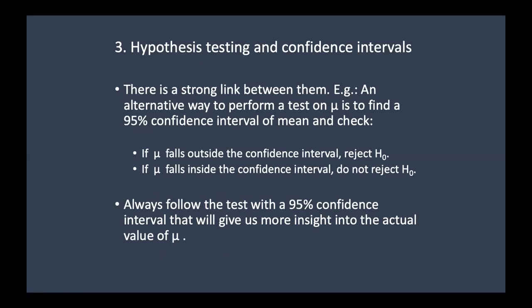Finally, you might have already sensed that there's a strong link between hypothesis testing and confidence intervals. For example, to perform a test on mu, the population mean, is just to find a confidence interval of means and check if mu actually falls inside the confidence interval estimated from the sample mean or not. So if you follow the test with a 95% confidence interval, it will give us more insight into the actual value of mu.